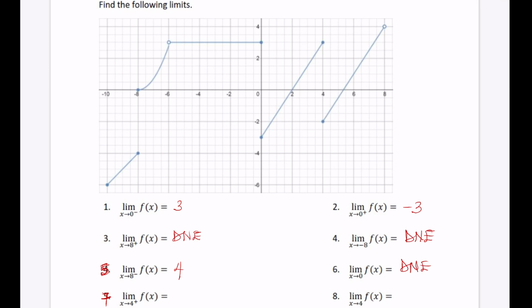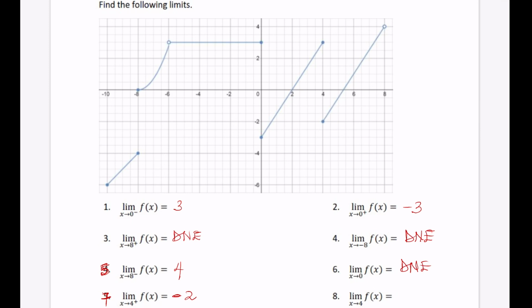Then question 7. We want to find the limit of f of x as x approaches 4 from the right. So again, we locate 4. This is the right side of 4. And as we approach 4 from the right, the value we have is negative 2. So negative 2.